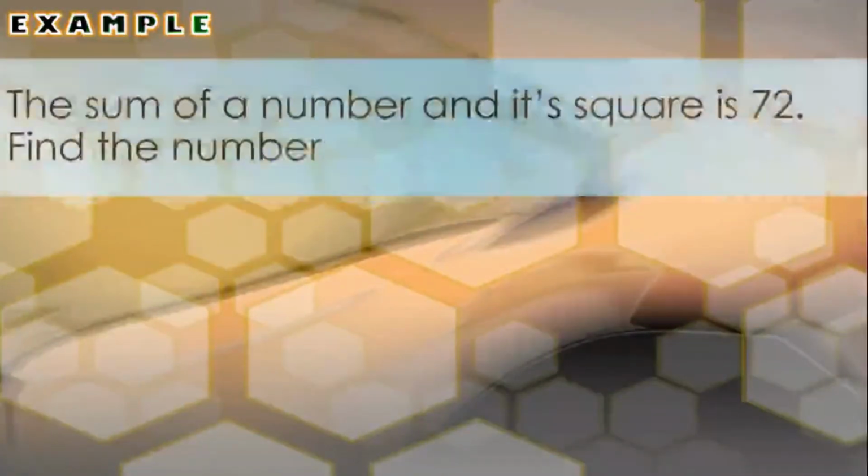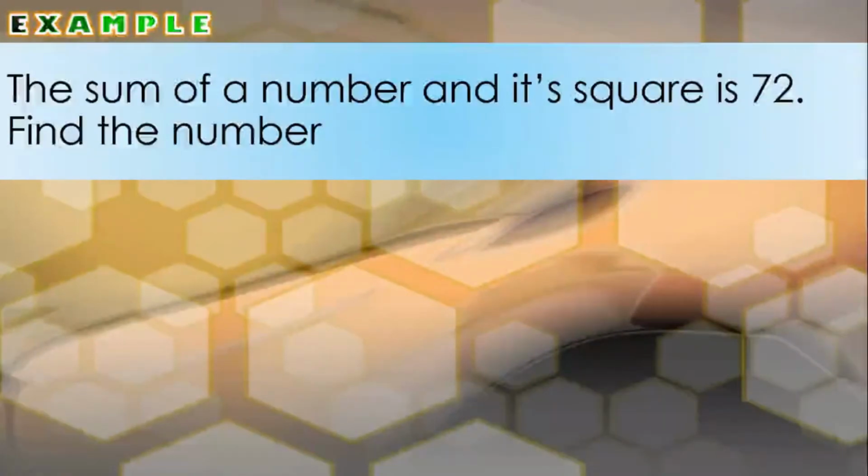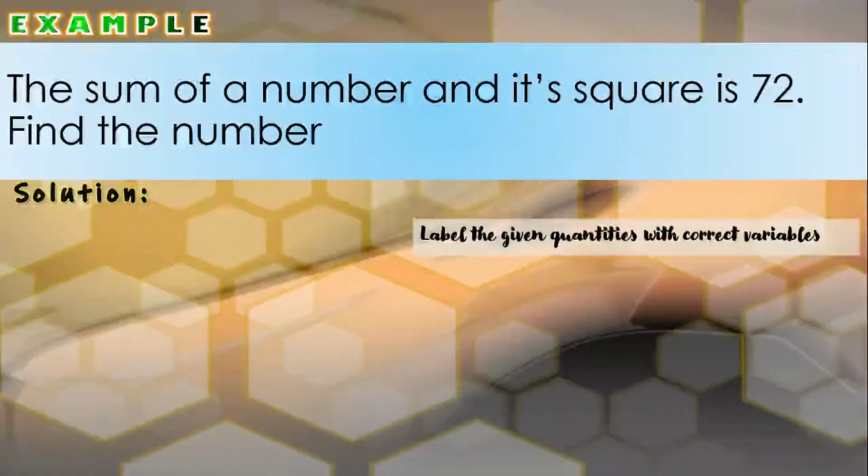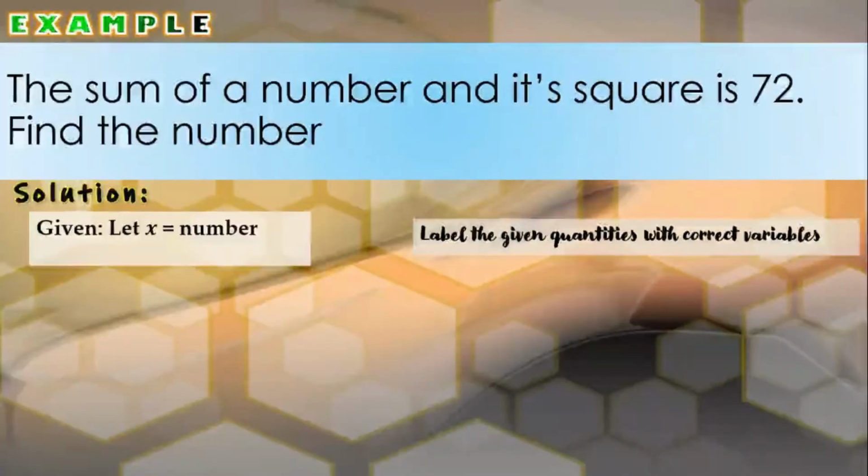Now, let's proceed to the next problem. The sum of a number and its square is 72. Find the number. So again, we have to label the given quantities with correct variables. So the given, let x be the number, and then x squared is its square. So ang hinahanap natin is kung ano yung number na yon.